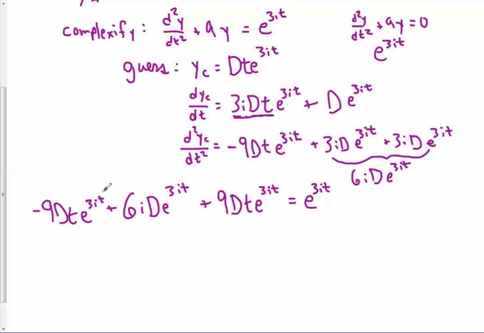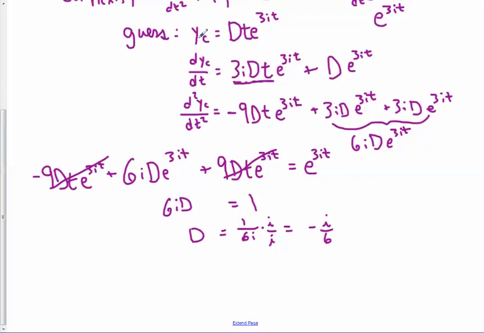Now, yeah, this is much better, right? So the t e to the 3it terms, we have a negative 9d and a positive 9d. Those cancel. That's what's supposed to happen. And so we have 6id has to equal 1. All right, so d is 1 over 6i. Now I can put this in standard form. I can multiply by i and i, so I get negative i over 6.